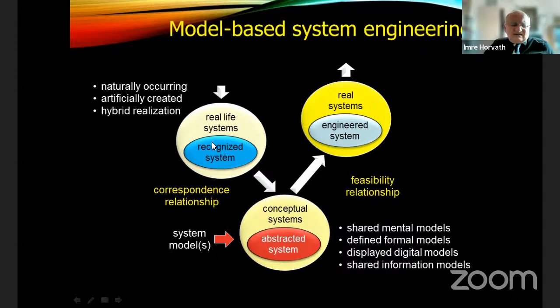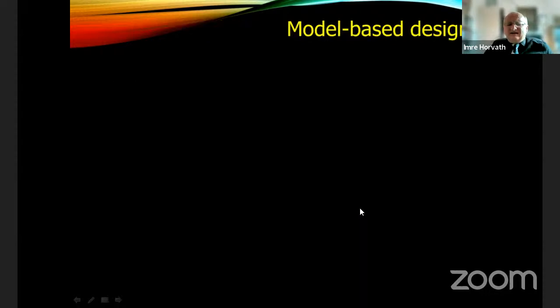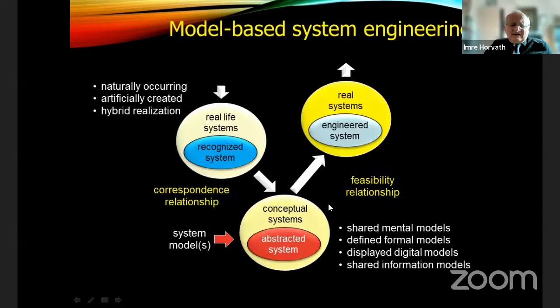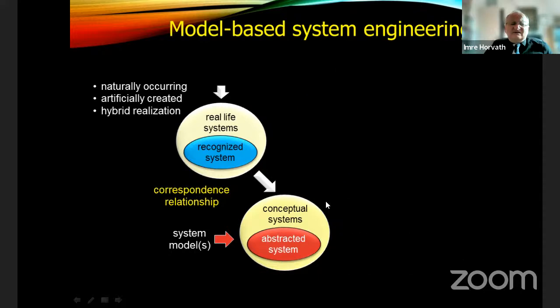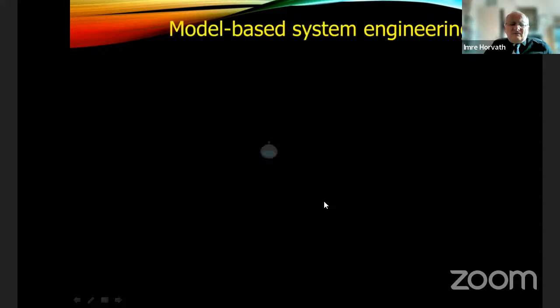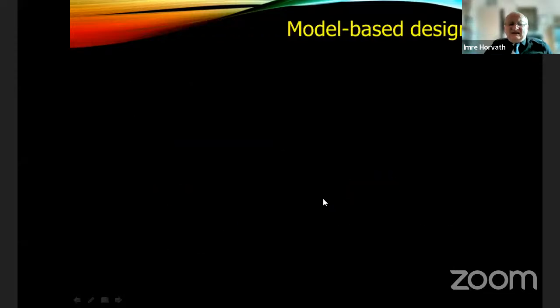So actually, as you can see here, the correspondence relationship expresses whether you can at all conceptualize and model that particular system, what is inside, what we are aiming at, while the other branch is investigating the feasibility relationship. So these are, I believe, transparent figures to see the difference between model-based engineering and model-based system engineering.